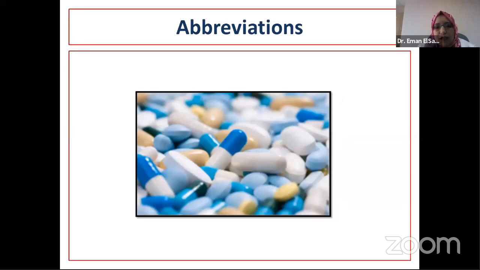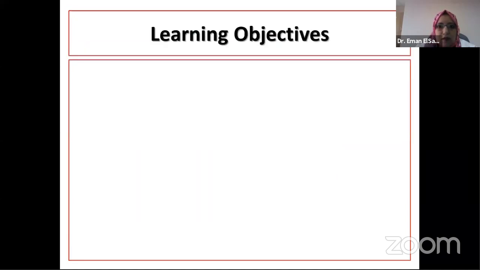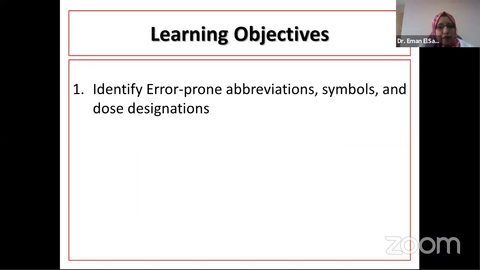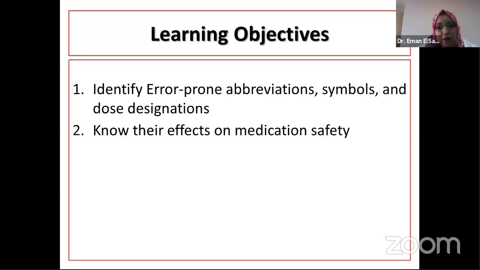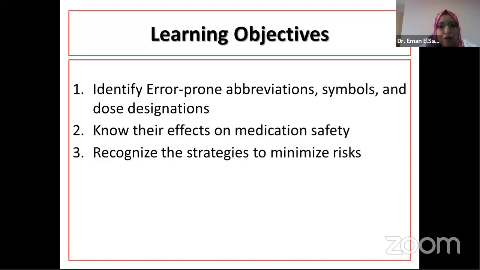Also now in medication, but medication is another story. You cannot guess, because if you abbreviate, you affect patient safety. This is what we will discuss in this topic. By the end of this topic, you will identify error-prone abbreviations, symbols, and dose designations, know their effects on medication safety, and recognize strategies to minimize risks.